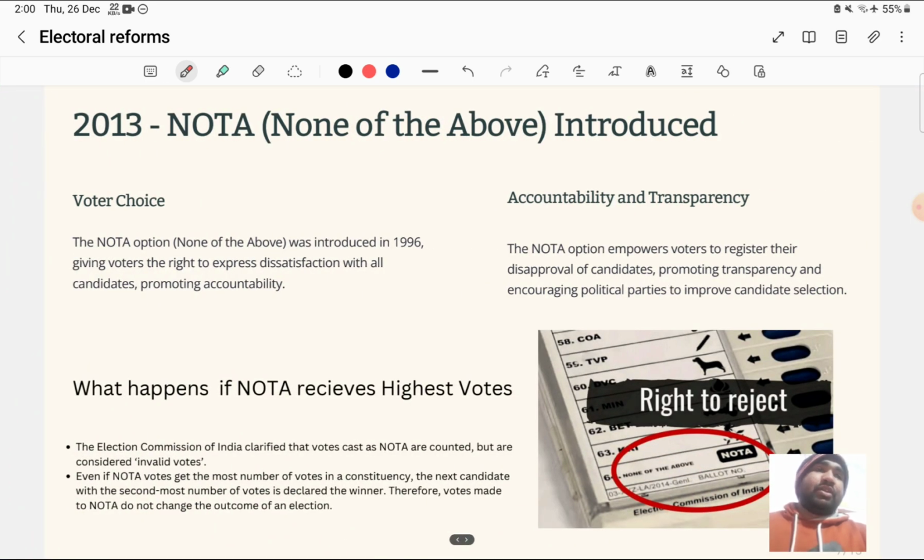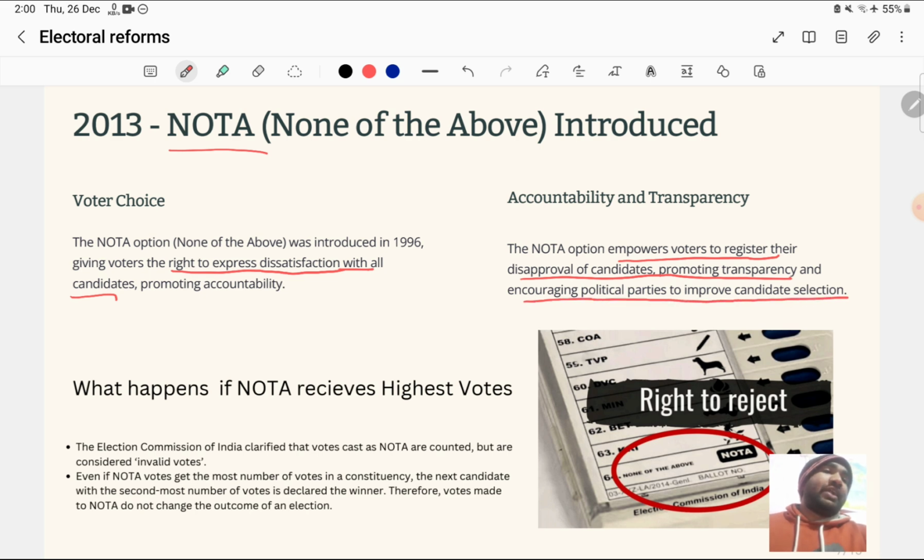Then in 2013, we get the None of the Above option introduced. So what actually was that? There were many people who were dissatisfied with all the candidates, but if you are going to vote, then you have to choose at least one candidate. And to solve this problem, NOTA was introduced. It is also known as the right to express dissatisfaction with all candidates. NOTA empowered the voters to register their disapproval of candidates, promoting transparency and encouraging political parties to improve candidate selection.